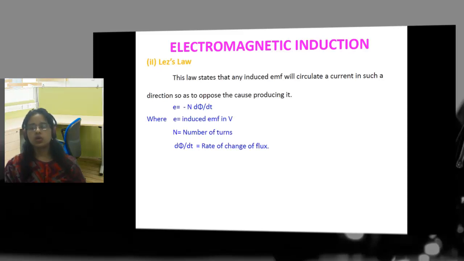So what is the cause? The cause is the change in flux. So what is E? We gave a minus sign because it is opposing, right? So E will be equal to minus N dφ/dt. The change in flux is resulting in E, so a negative sign comes because it is opposite to the change in flux. So this becomes Lenz's law.